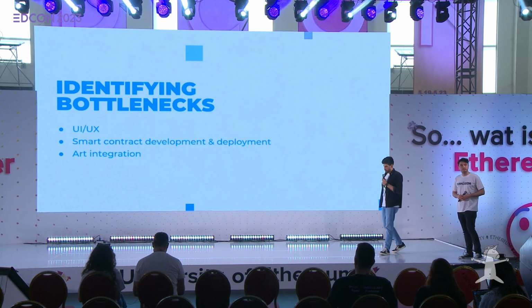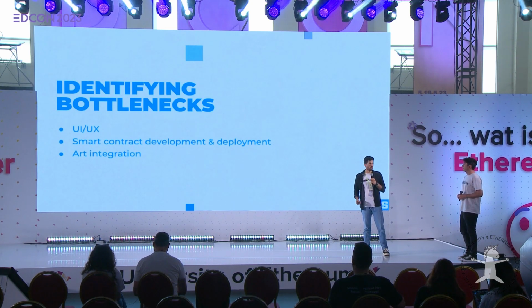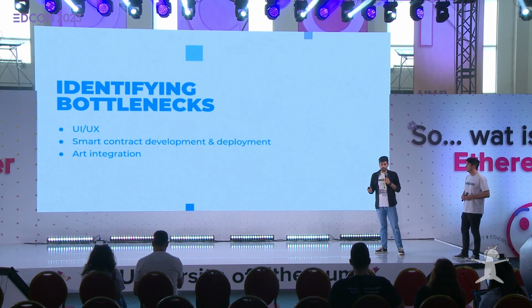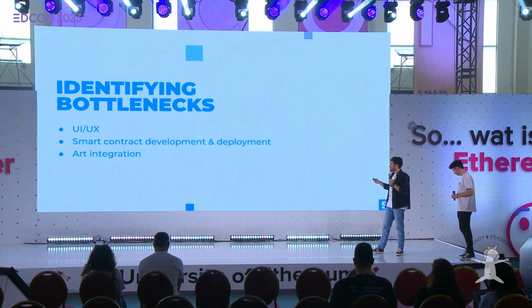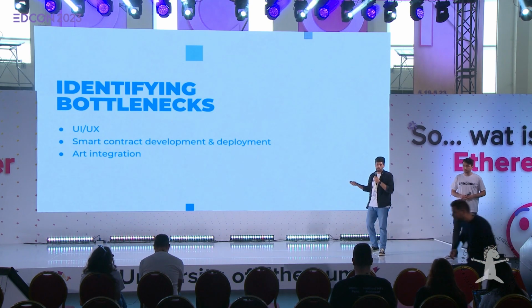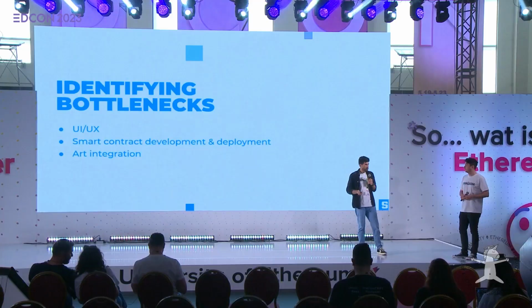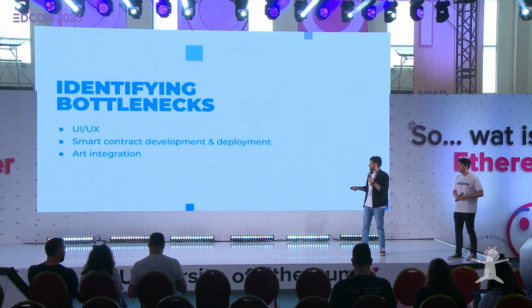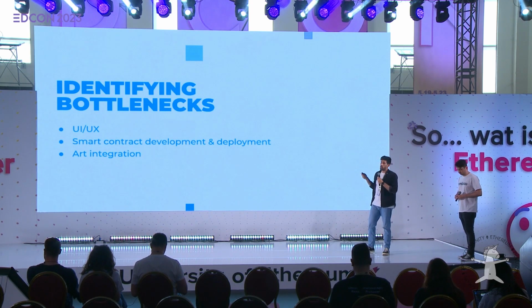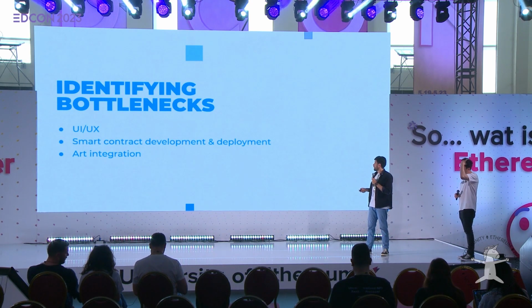So first, let's define what an NFT collection is in the context of Sandbox. It is built from 3 parts. One is the web application, the second is the smart contract, an ERC 721, and the third is the art integration, which is the process where we map the token ID to the art in the ecosystem. Vlad will give you further detail really soon. For each of the components, we managed to identify bottlenecks.